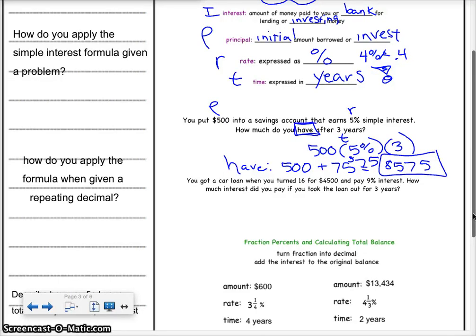Notice what I boxed off. What vocab word is that? Have. Have means add, okay? So just keep your eye out for the word have. If it says have, then you should add it together.